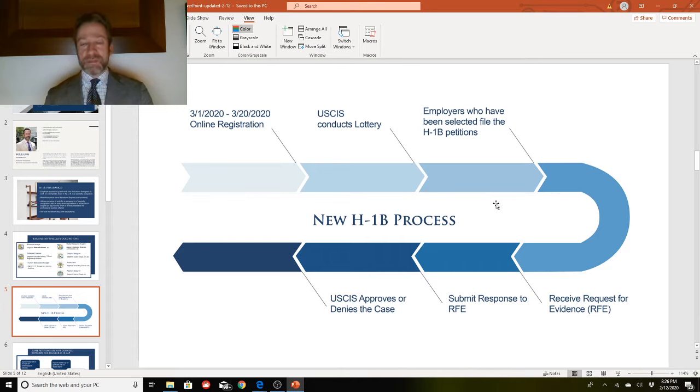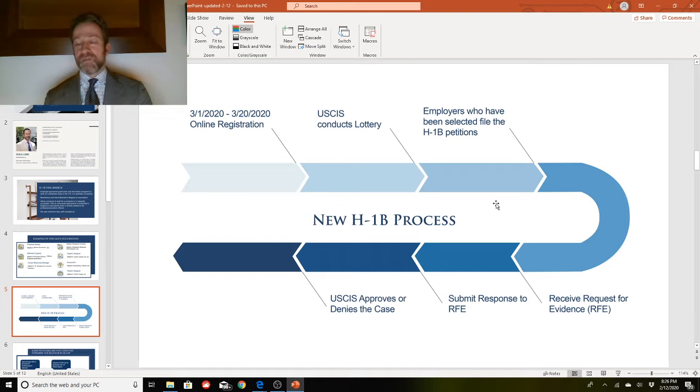We have been receiving long requests for additional evidence. We've received requests for additional evidence about the employer, additional evidence about the job, additional evidence about the employee's qualifications and education. I'll talk about that in a minute, okay? But we've been very successful in responding to those requests and getting the H-1B visas approved.